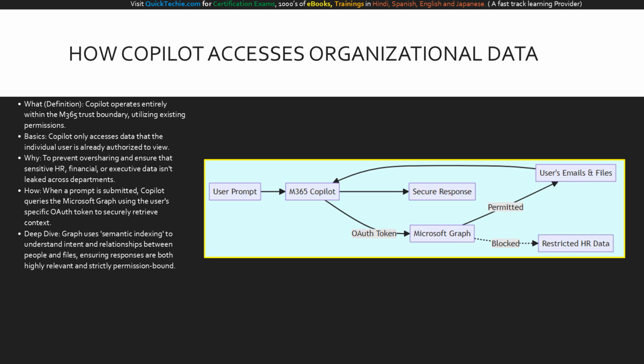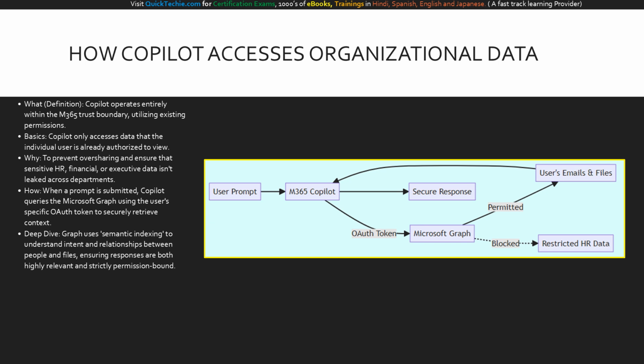A major concern I hear from IT leaders is, will Copilot expose our sensitive data to the whole company? The answer is a definitive no, provided your existing permissions are correct. Copilot does not bypass your security. It operates strictly within the Microsoft 365 trust boundary. If a user cannot open a confidential HR file manually, Copilot cannot read or summarize it for them.